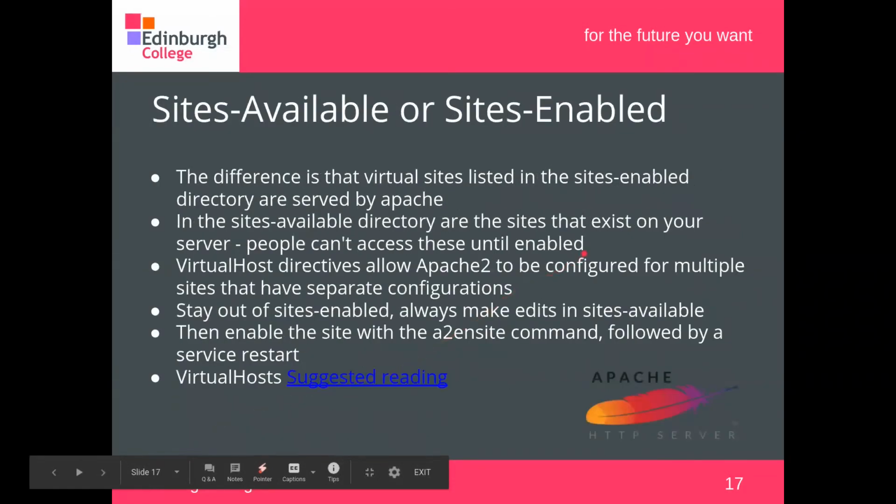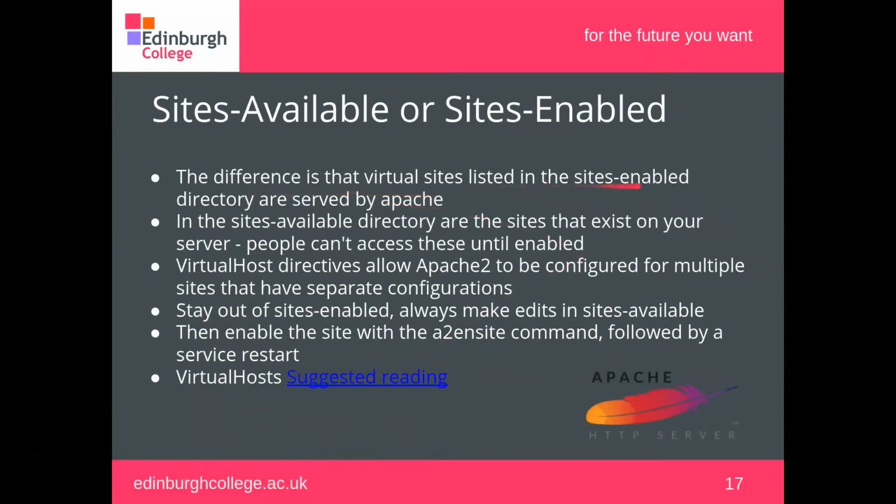Right, so it says here, the difference here is that virtual sites listed in sites enabled are served by Apache. The sites available are just sites that exist. So you can have 1,000 sites in sites available, okay? And none of them will be running on the web server until you've done a2ensite, till you've enabled the sites. You can also do a2dissite and it will disable the site. It says here, stay out of sites enabled. Always make edits in sites available, then enable the site with the a2ensite command.